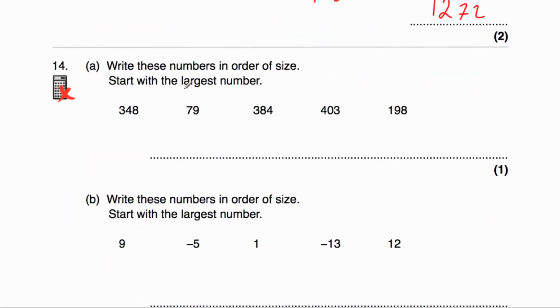Okay, our next question asks us to write these numbers in order of size, starting with the largest number. So we've got 348, 79, 384, 403, that's going to be the biggest, and 198. So 403 is the largest, it's 400 and something. Now if we look at the 300s, we've got 340 something and 380 something. So the 8 is the largest, so 384, and then 348. So we've done the 400s and the 300s. Now we've got 198, and finally we've got 79. That's it. So we've arranged all the numbers in order of size, starting with the largest.